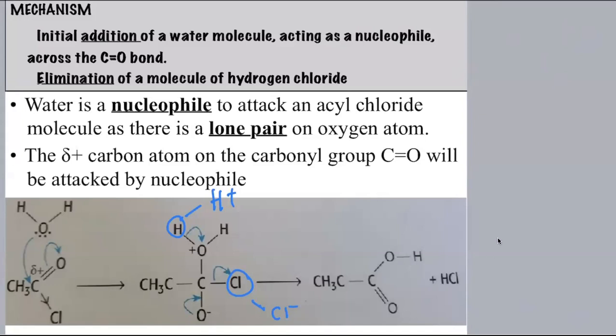You have a space at the bottom of page 7. Okay. So it explains that water is a nucleophile to attack an acyl chloride molecule as there is a lone pair on the oxygen atom. So you always have to draw the lone pair. The slightly positive carbon on the carbonyl group is attacked by the nucleophile, right? Okay, that's it. Basically, that's it for the mechanism.